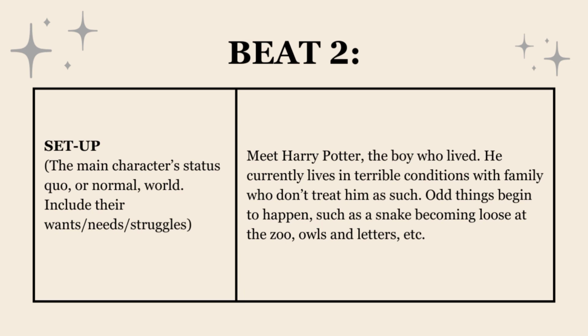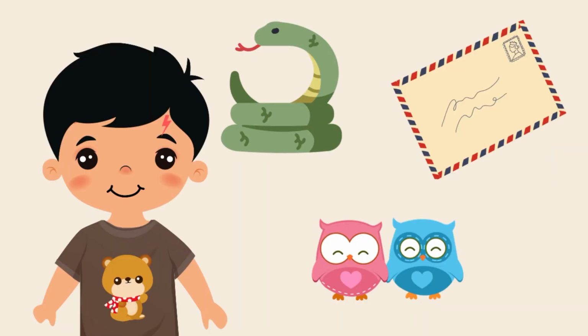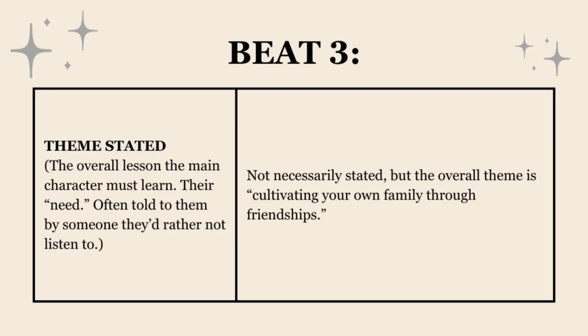The next beat is the setup. This is the main character's status quo or normal world. This includes their wants, their needs, and their struggles. We meet Harry Potter, the boy who lived. He currently lives in terrible conditions with family who don't treat him as such. Odd things begin to happen, such as a snake becoming loose at the zoo, there's owls and letters, and so forth.